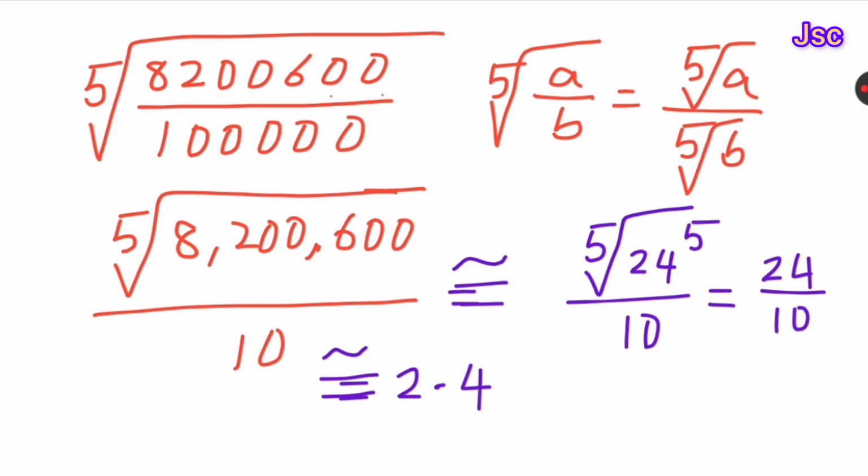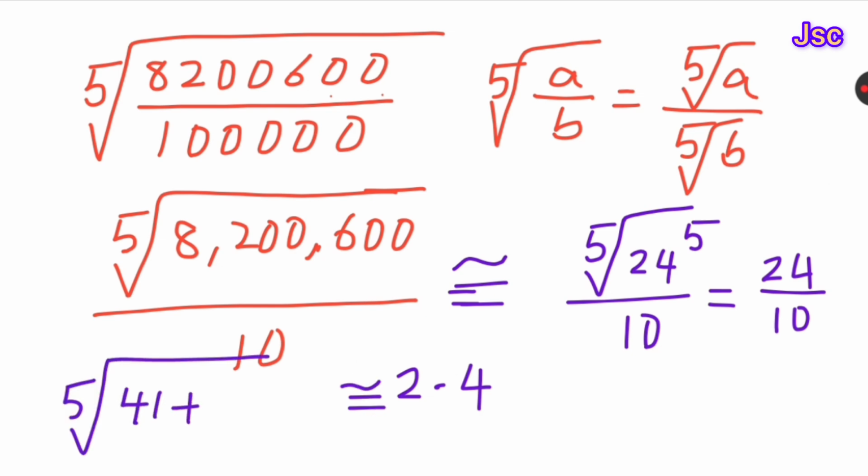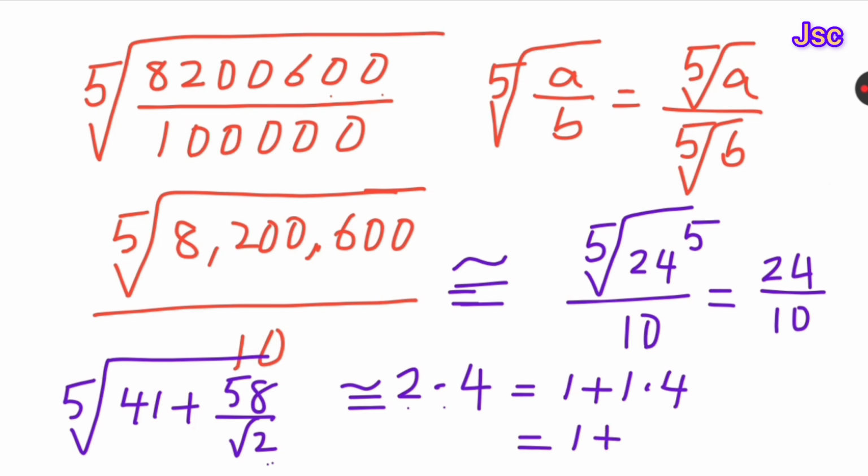Our given question is the fifth root of 41 plus 58 over root 2. So the given question is in terms of root 2. So if you want to convert this 2.4 in terms of root 2, the value of root 2 is 1.414. So 2.4 we can write as 1 plus 1.4. So we can write this as 1 plus, this value is really equal to root 2. So we can write this as 1 plus root 2. And that's it. We have solved a complex problem using estimation, approximation and mathematical reasoning.